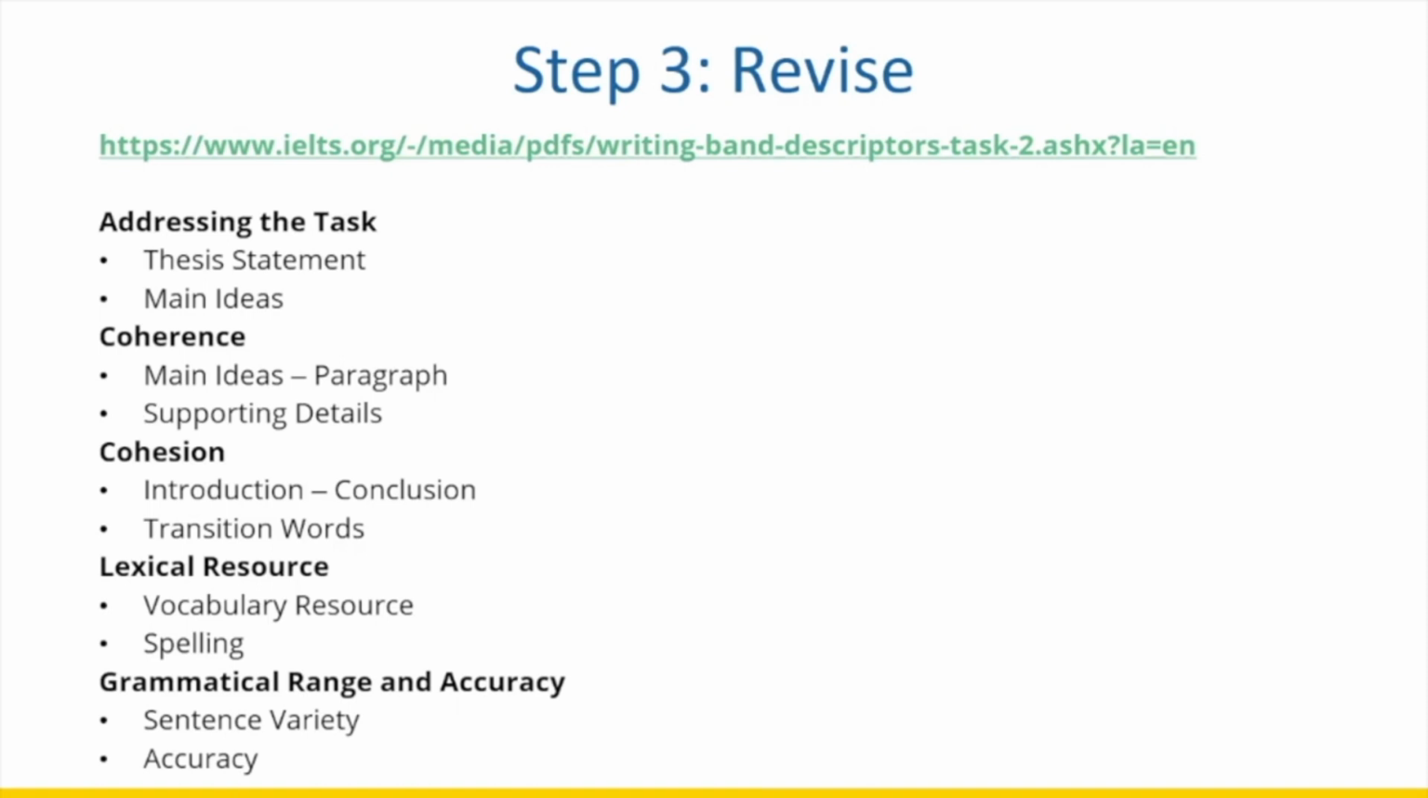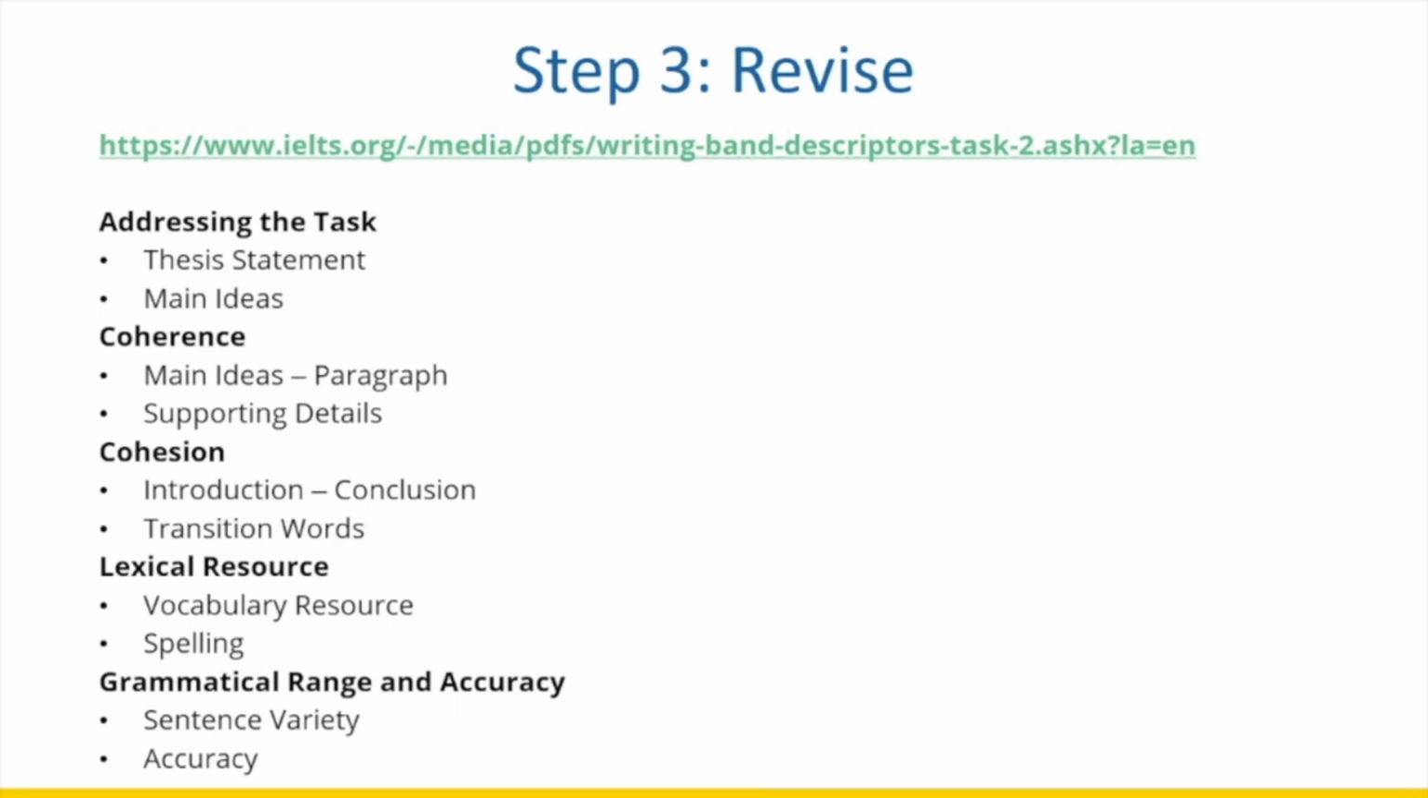Transition words, these are words such as first of all, secondly, in addition, also, however, finally. These are the type of words you have to use throughout your essay, and you do not need too many of them. Just make sure you have at least 4 or 5, so that will make your essay sound so much better. And the next part is our lexical resource. For lexical resource, you have to make sure you have different vocabulary words and you're not repeating the same words over and over again. And also keep in mind spelling, it's very important.